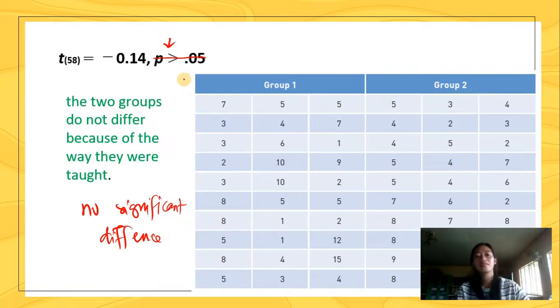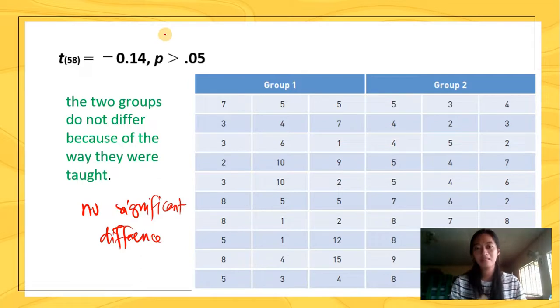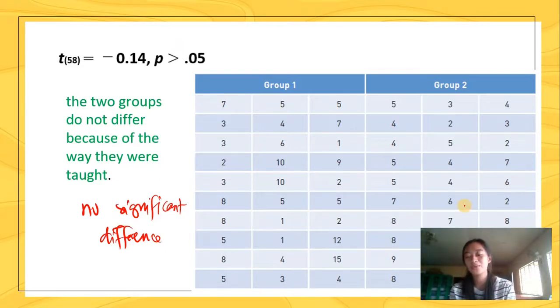But we can also interpret this one. It means the probability of this happening is greater than 0.05. So most of the time our null hypothesis is right. So we have no great evidence to reject the null. So there is no significant difference between the two groups. Okay, so that was the t-test calculation by hand.